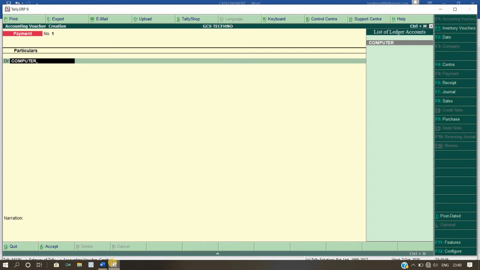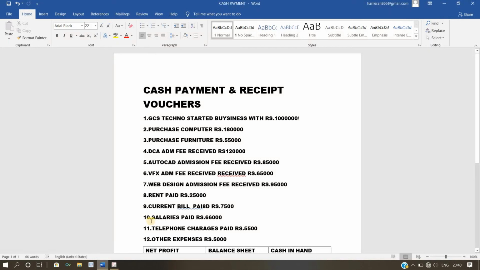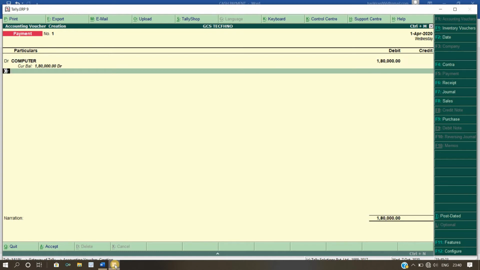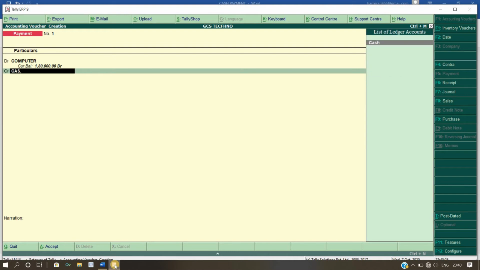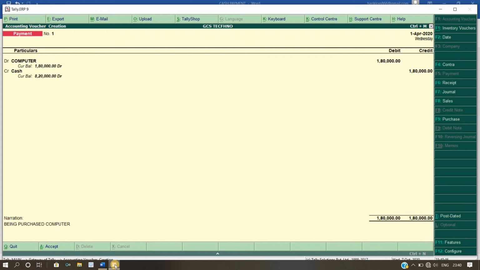Computer, right? And amount is, let's see what the amount is. 1,80,000, right? Okay, 1,80,000. And credit is cash. And we give statement as being purchase computer. We give this narration for our sake, friends, and accept, yes.